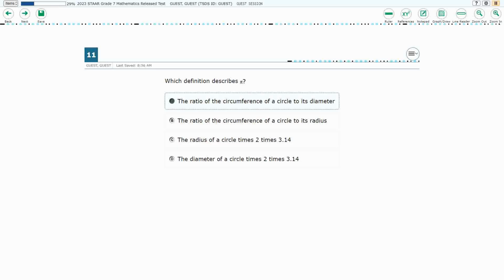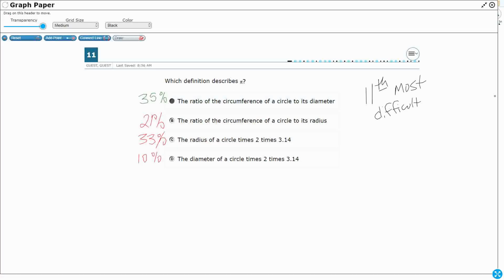Let's see how we did across the state of Texas. So this was the 11th most difficult. You notice we had almost as many people choose this C as they did the correct answer A. Remember, C was actually something they could find on the formula chart, right? They could find the circumference equals 2 pi r, which is what this is doing, 2 times the radius times 3.14. So they at least recognize that.